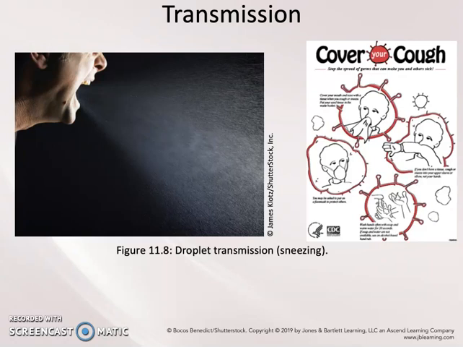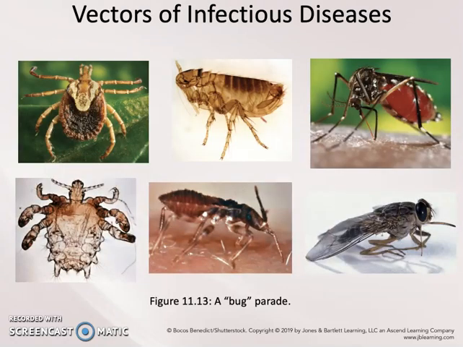A third type of indirect transmission is by vectors, or an organism, a different species, that transmits disease from human to human. One of the most common vectors are arthropod or insect vectors. Some of the more common of these include ticks, mosquitoes, tsetse flies, fleas, kissing bugs, and others.